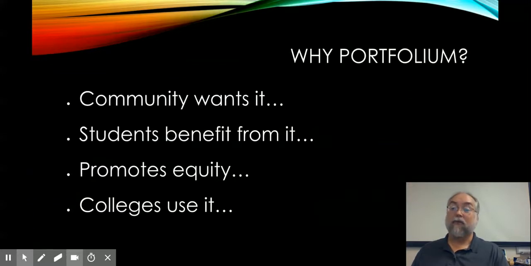And finally, Portfolium is the same tool used by UC, CSU, and the California community colleges to showcase their students' work. Their portfolio travels with them long after high school and there is no cost to the student even after college. As a result, Portfolium is a great resource for both education and beyond.